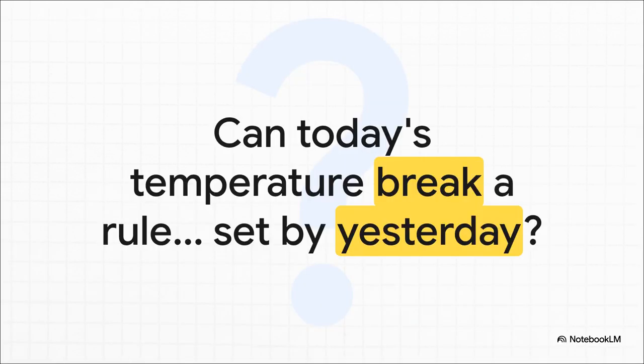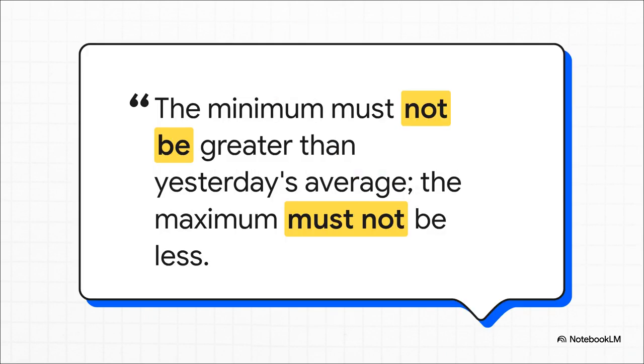So here's the big question, the thing that gets this whole thing started. Can today's temperature actually break a rule set by yesterday? It sounds like a riddle, doesn't it? But it's the key to this really smart system for making sure the numbers we write down are actually, well, accurate. And this is the rule itself.